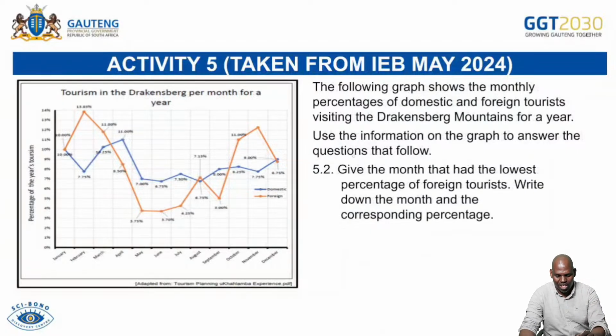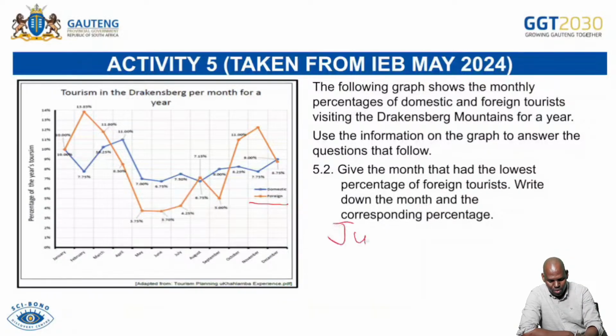And then for 5.2, give the month that had the lowest percentage for foreign tourists. Foreign tourist, it's the orange one, the lowest. I can see that I've got 2 points that look like they are on the same level. But if you look at the values, this one is 3.75 and that one is 3.70. So 3.70 is actually below 3.75. So the month that had the lowest is the month of June.